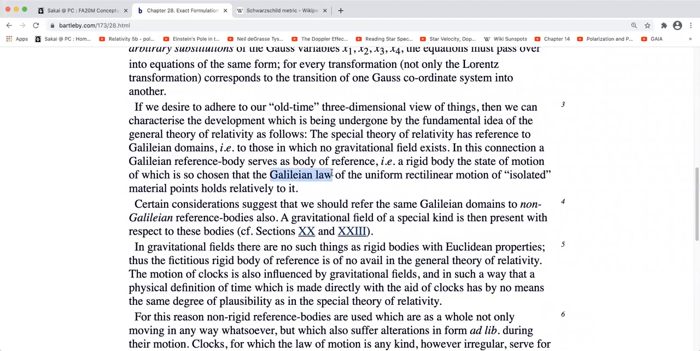Just in case you may have forgotten, he makes references to previous material in the text. And just in case you forgot, when he says Galilean law, what he means is Newton's first law, or law of inertia. So just keep that in mind. This would be when we're using an inertial reference frame.